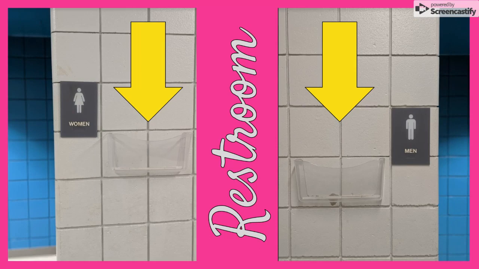So we're going to look at the restroom. It is a little bit different from going to the library or going somewhere like that. So here's an example of all of our restrooms. You'll notice that every restroom has a clear container, and that container is placed there so that you can put your hall pass in the container when you're in the restroom. So if you are walking to the restroom, you'll put your hall pass in the container, go in the restroom, take care of what you need to take care of.